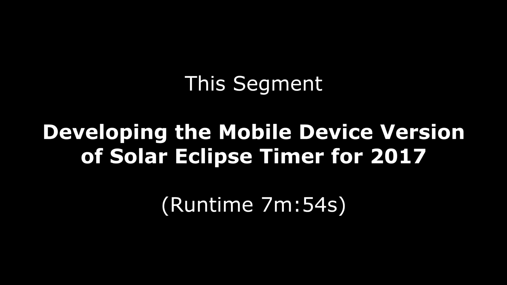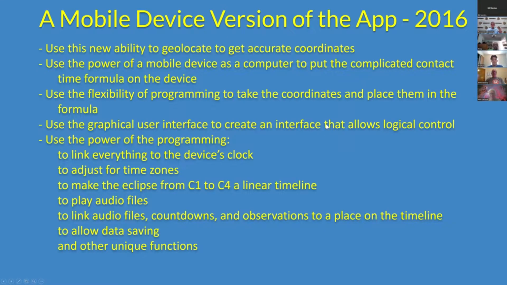Using mobile devices for a solar eclipse timer app was a game changer, because now I could use the ability to geolocate and get accurate coordinates. And since the mobile device is a great computer, you could put the formula for contact times on the device. Because you had flexibility in programming, you could take your coordinates from that part of the device and plug them into the formula to calculate contact times.